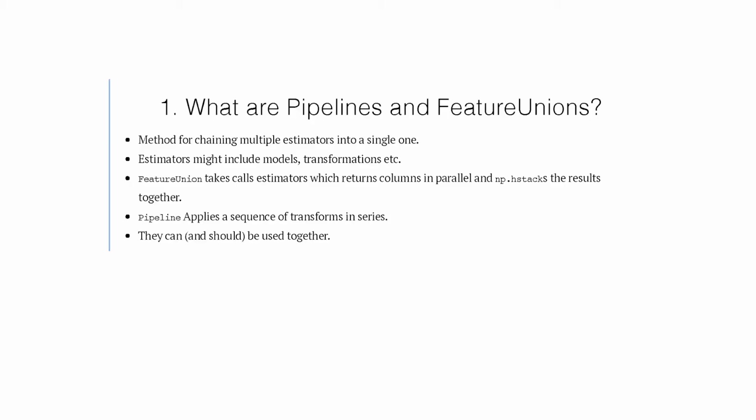Pipeline is going to chain those things together in series, and feature union will chain them together in parallel. So I think of feature union as a way of constructing multiple columns for our final design matrix, possibly in parallel. And then all of the pipeline steps are things that have to happen in order. And they go together, and they can actually be arbitrarily nested.